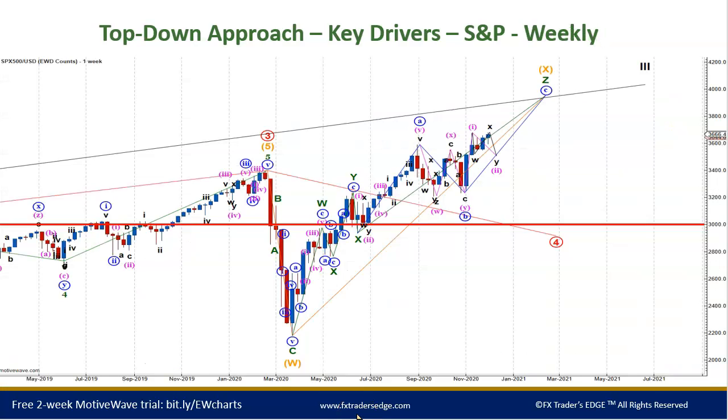This is our wave count for the S&P from our Elliott Wave Desk, also expecting the S&P to trade higher towards the 4,000 level before we have a correction.